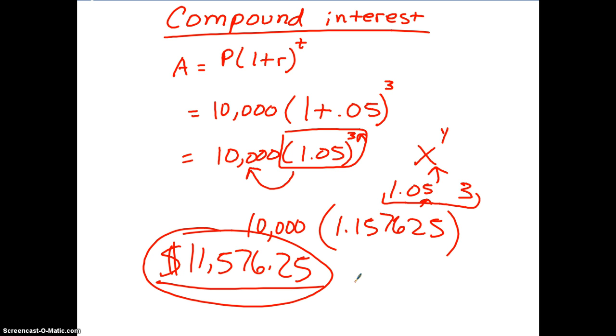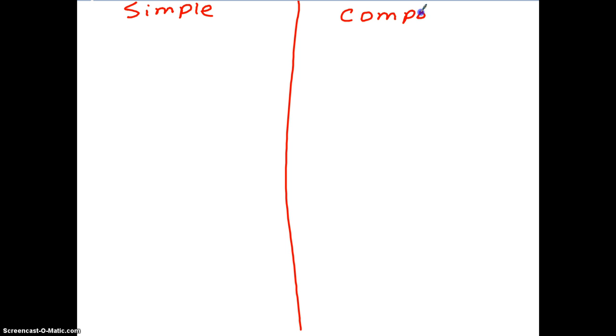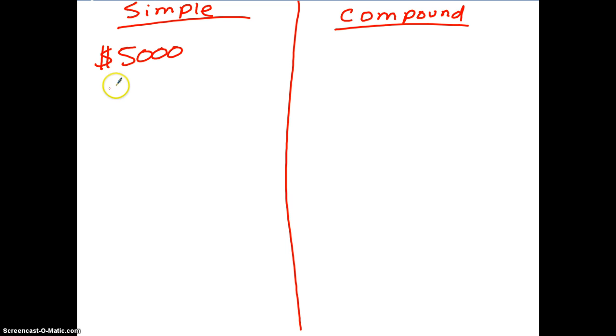So I know what bank I would choose if one had simple and one had compound. I hope you would choose the same as me. Okay, so let's go over one more, and I'll do this side by side. We'll do simple, and then we will do compound over here. Okay, so the numbers that we have is we have $5,000 that we are investing, and the interest rate they give us is 3%. And I want to know after 4 years, how much money do we have?